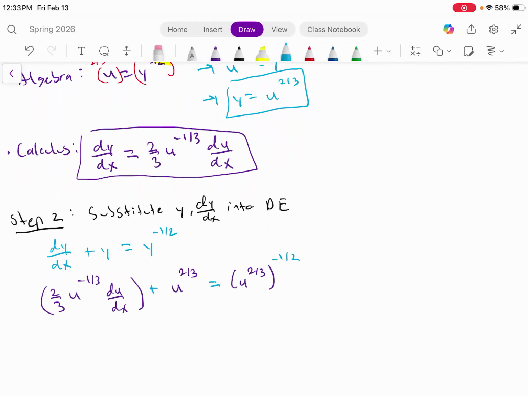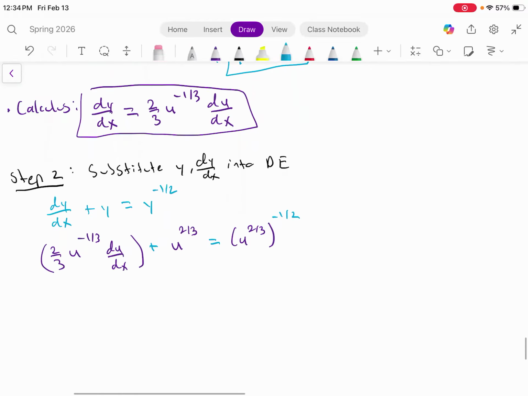Okay, so a lot of fractions with power going on. So let's clean this up. Let's distribute in the power, drop some of these parentheses, and what we get is 2/3 u to the -1/3 du over dx plus u to the 2/3 equals u to the -1/3. The twos would cancel out when you distribute in that exponent.